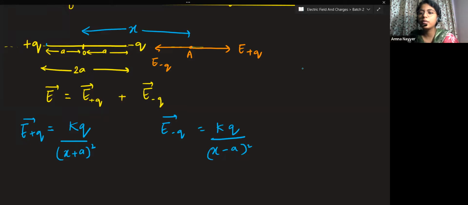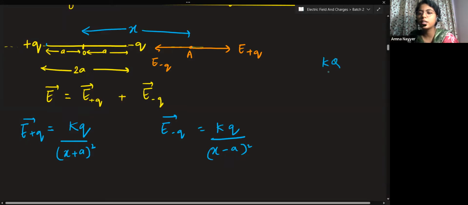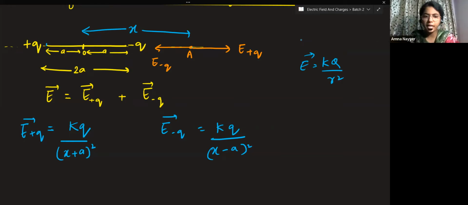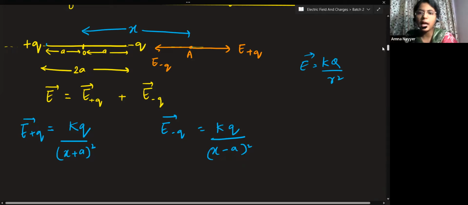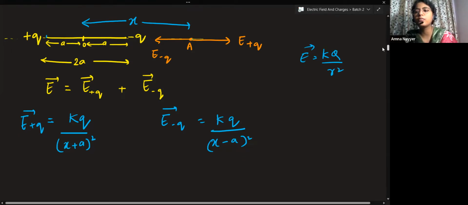The general formula of electric field was this, no? KQ divided by R square. This was the general formula of electric field for a point charge. So we are just taking the separation between the point and the charge. Now see, both of these vectors are directed in opposite direction. So you can simply subtract both of them when two vectors are anti-parallel. Anti-parallel means at an angle of 180 degree.